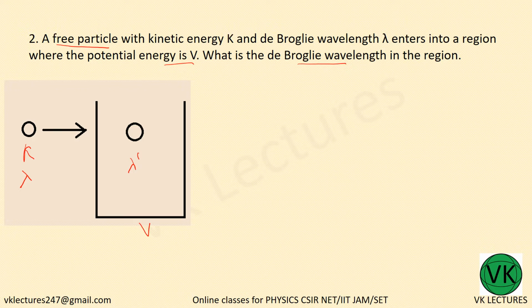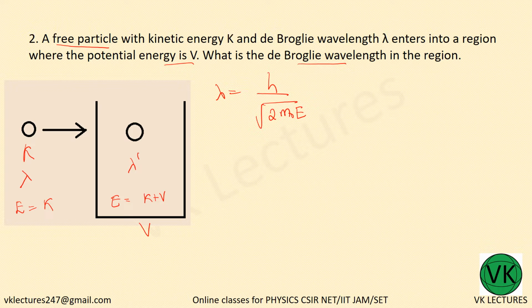Now what is the total energy here? Energy here is equal to K, and what is the energy here? That is equal to K plus V, kinetic energy plus the potential. Now here what we can write, lambda is equal to h divided by under root 2 m naught E.